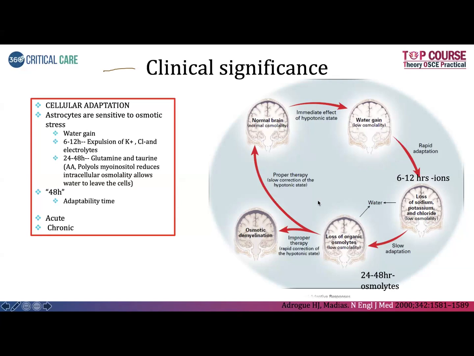So meanwhile, if you're correcting sodium, if you rapidly correct, osmotic demyelination can happen. If you appropriately correct, there will be no cerebral edema developing. So the most important thing regarding hyponatremia that you're worried about is cerebral edema, and the complication of rapid correction will be osmotic demyelination. And that is why you classify the 48-hour time period into acute and chronic.